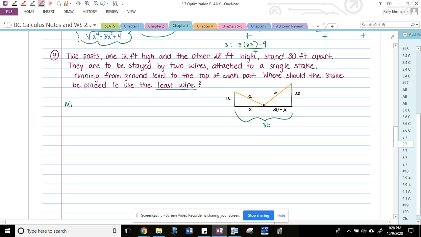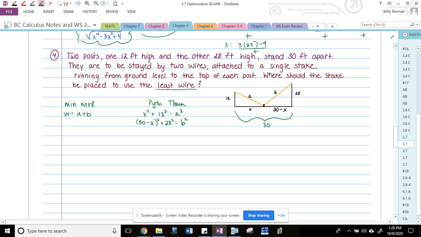The minimum amount of wire, I'm going to say W, equals A plus B. And what other equation can we use? Well, we can use the Pythagorean theorem. And we actually have 2 triangles, right? We have x squared plus 12 squared equals a squared. So that's nice. And we also have (30 minus x) squared plus 28 squared equals b squared.